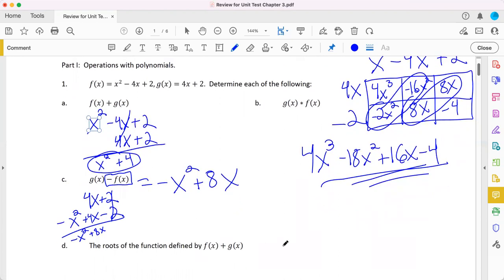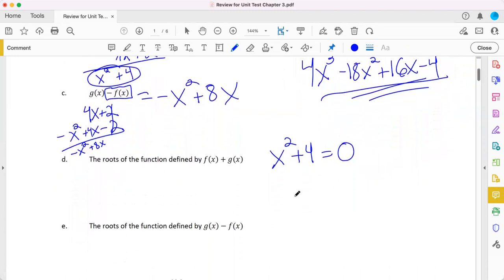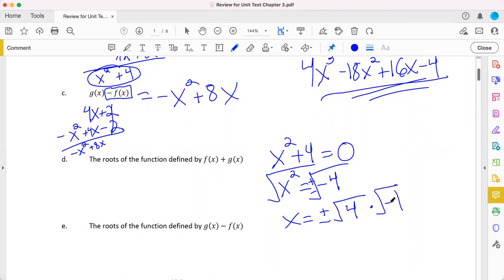The roots for f of x plus g of x, you have x squared plus 4. You're probably not going to factor that, but you can find roots because you can set it equal to 0 and solve. So minus 4, take a square root, the root is on fire. X equals plus or minus square root of 4, which is also multiplying the square root of negative 1. Square root of 4 is 2. This is i. I think I'm right about this. I think you're going to do great. And there you go. Those are your roots for there.